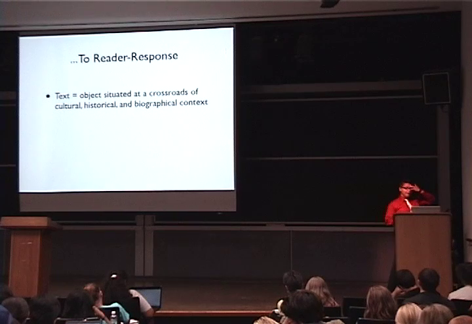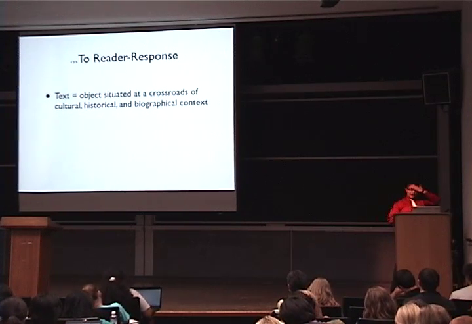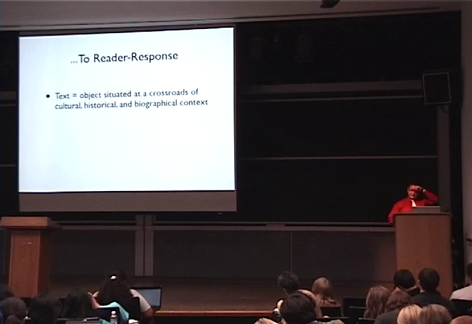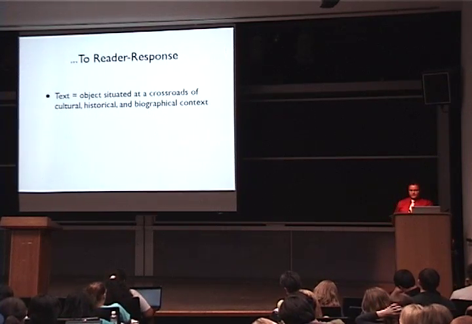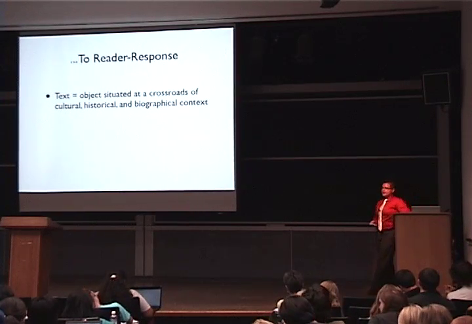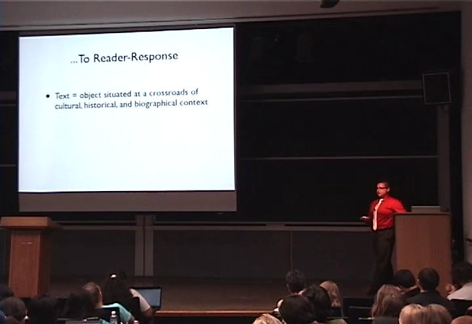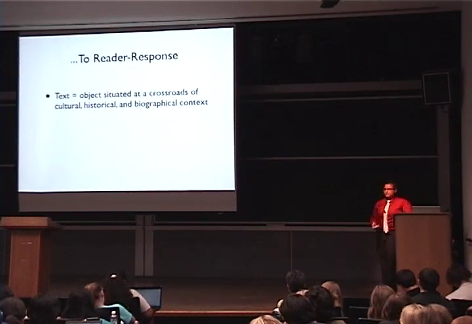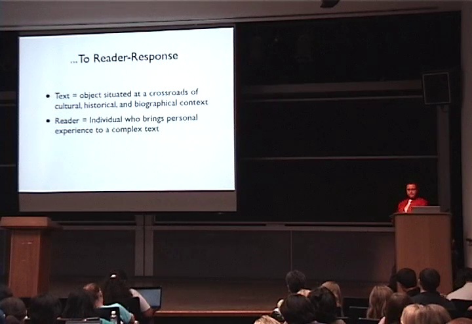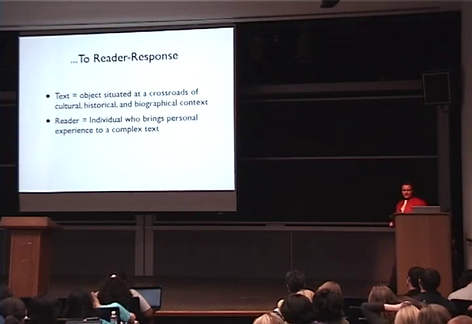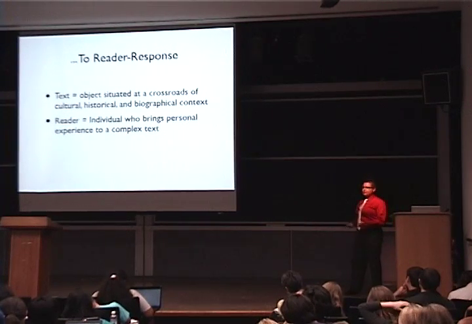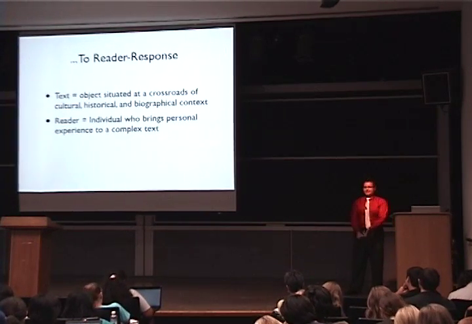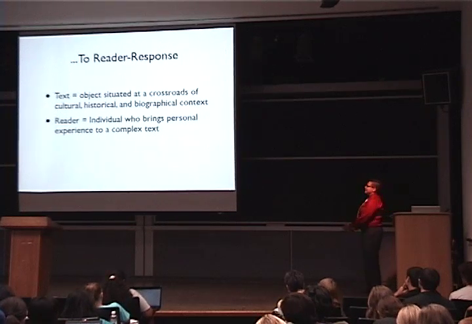So I've got some more formulas for you. This is reader response again. We've gone from new criticism to reader response. The text now is an object situated at a crossroads of cultural, historical, and biographical context. We have a little more nuanced vision now of what the text represents. Similarly, the reader is now an individual who brings personal experience to a complex text. You can have histories, you can have opinions now, right? You can have feelings.